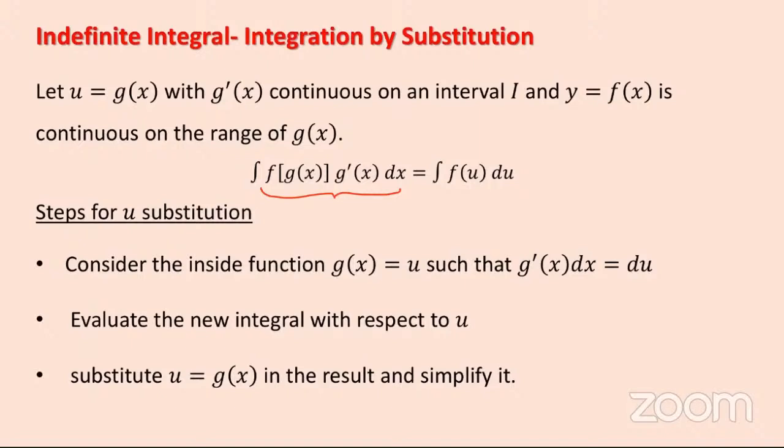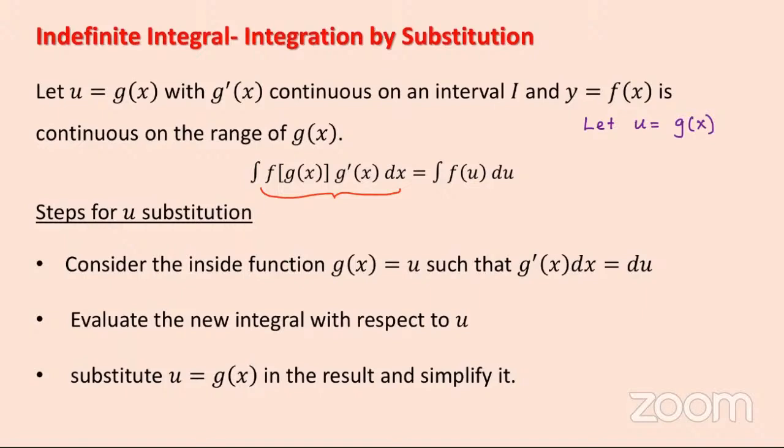The derivative of that g of x is right here. If the derivative of that inside function is in the given integral, then we can use the U substitution. Otherwise, U substitution will not work. The derivative of the inside part should be there in the function. If the exact derivative is not there, maybe a multiple of it should be there. That will also work. What we normally do is we substitute that inside function as U. Let me write here, we consider that inside function as U, U equal to g of x.